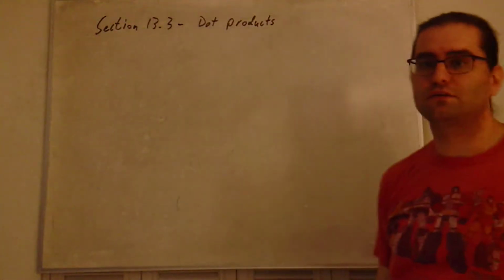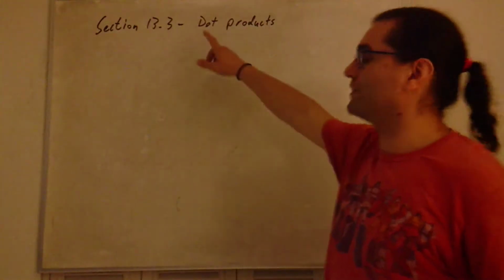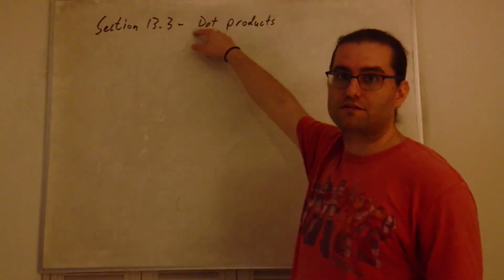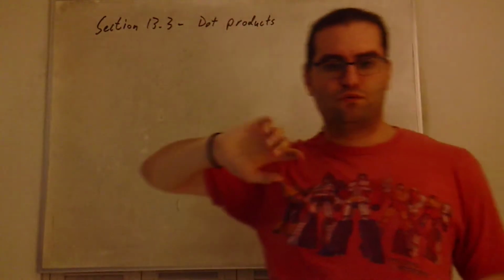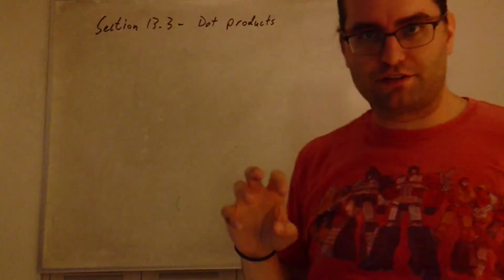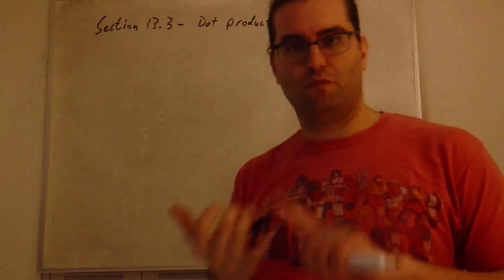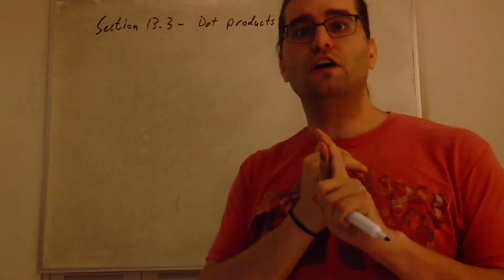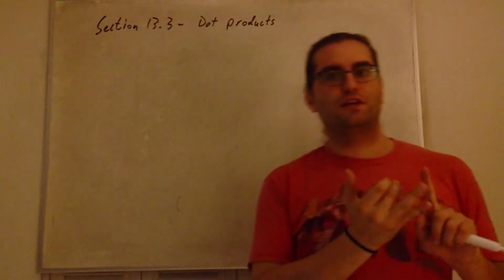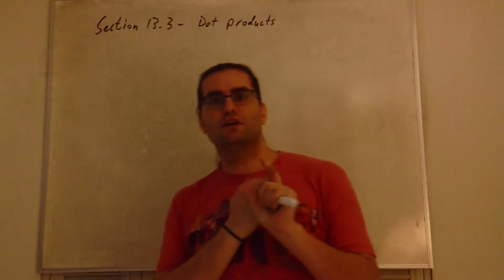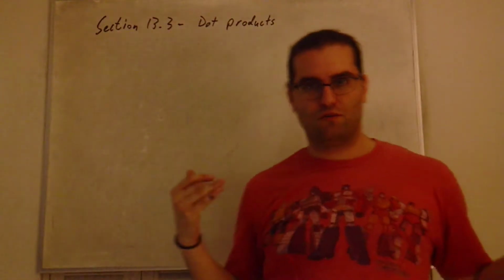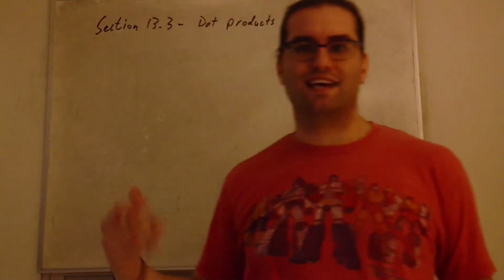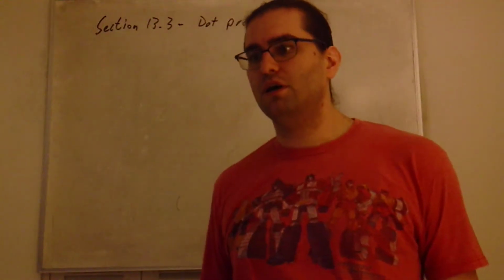Today we're going to talk about section 13.3, dot products. So we have worked with vectors so far by multiplying them by numbers. We call that scalar multiplication. So we can do scalar multiplication and we can do sums and differences of vectors. That's all very straightforward. It works exactly how you would expect it to do.